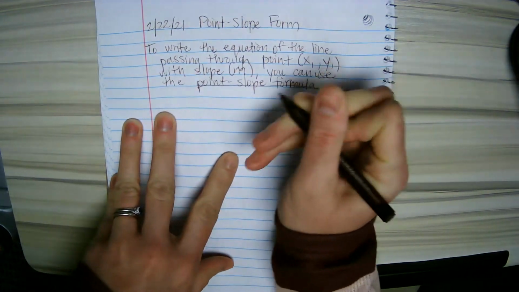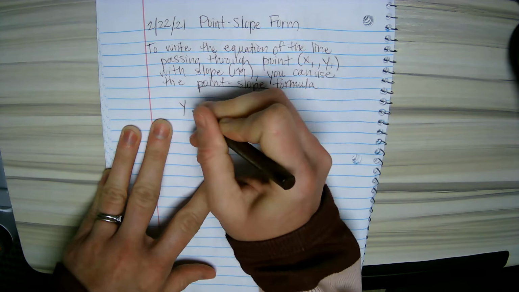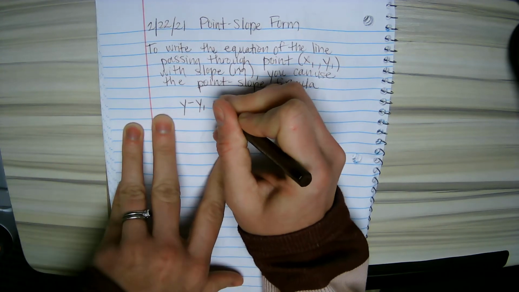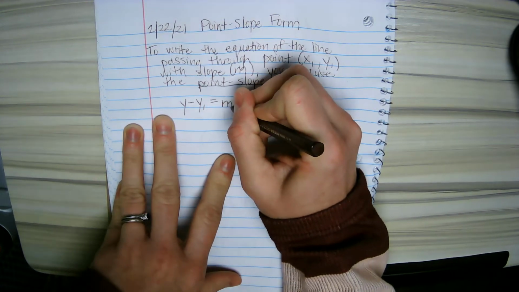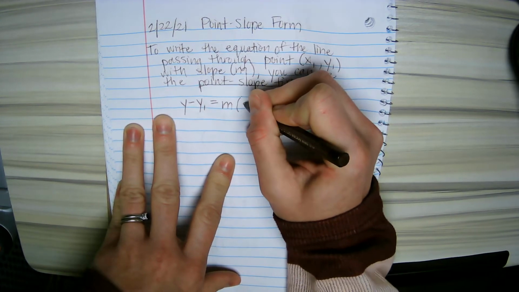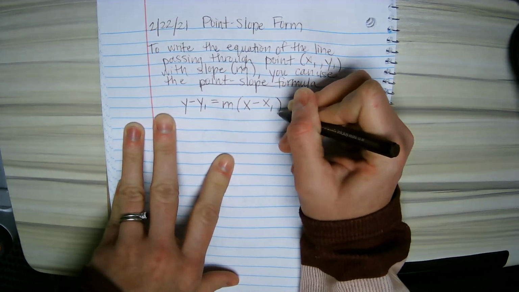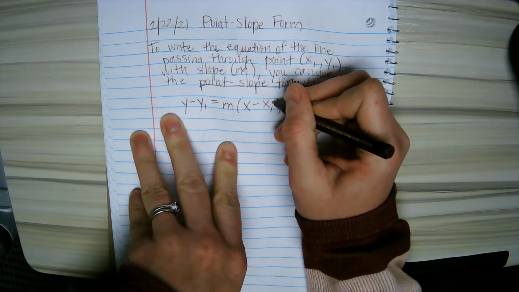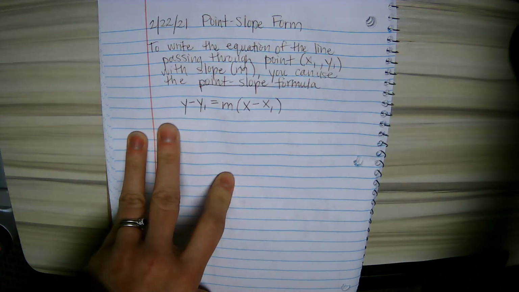Are you ready? So you're always going to have y minus y1 equals m open parenthesis x minus x1. So then it says to distribute and solve for y.